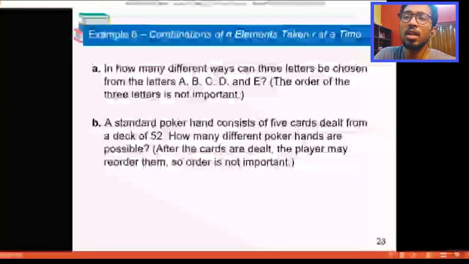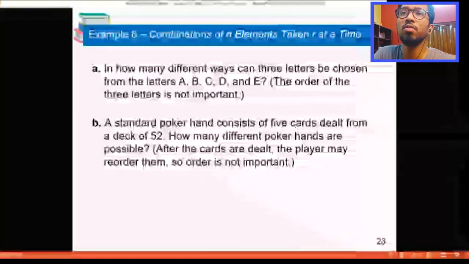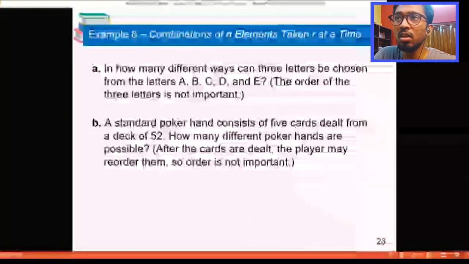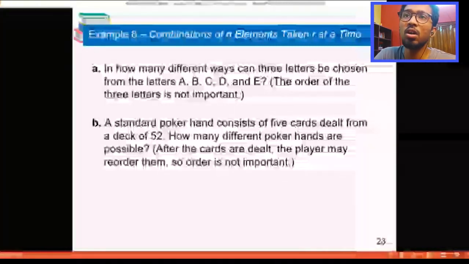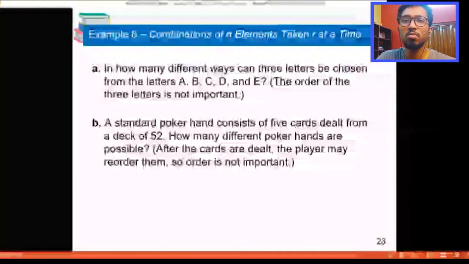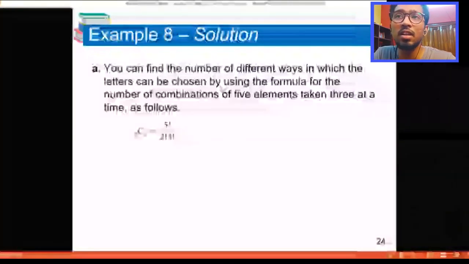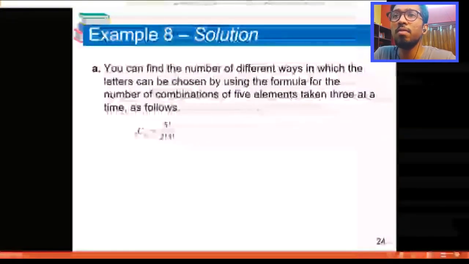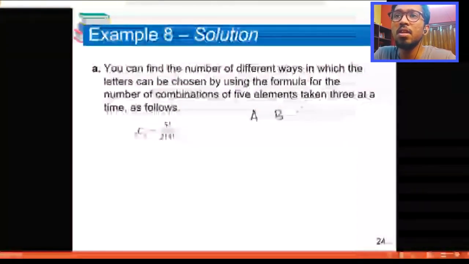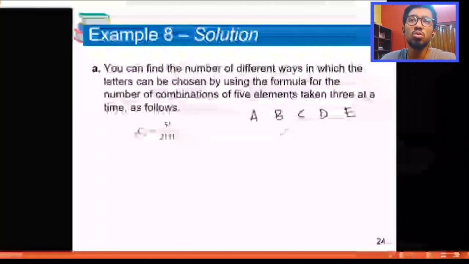So what is the question? Again I am reading it for you. In how many different ways can three letters be chosen from letters A, B, C, D and E? The order of these three letters is not important. So let's solve it. We have to select three letters. How many letters do we have? We have a total of 5 letters, that is A, B, C, D and E.